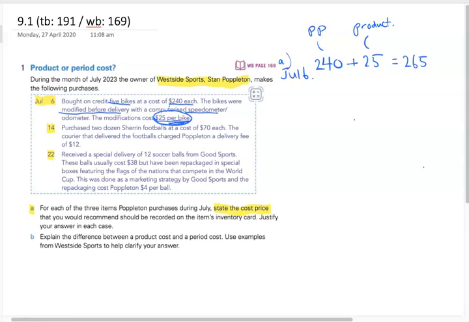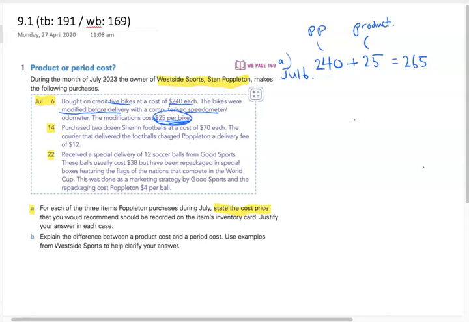How would we justify this? We would say something along the lines of it is $265 because we have a purchase price of $240 and we can logically allocate the $25 per bike to add the speedometer, and this gets it into the condition ready for sale. So our answer for our cost price is $265 for our bikes.